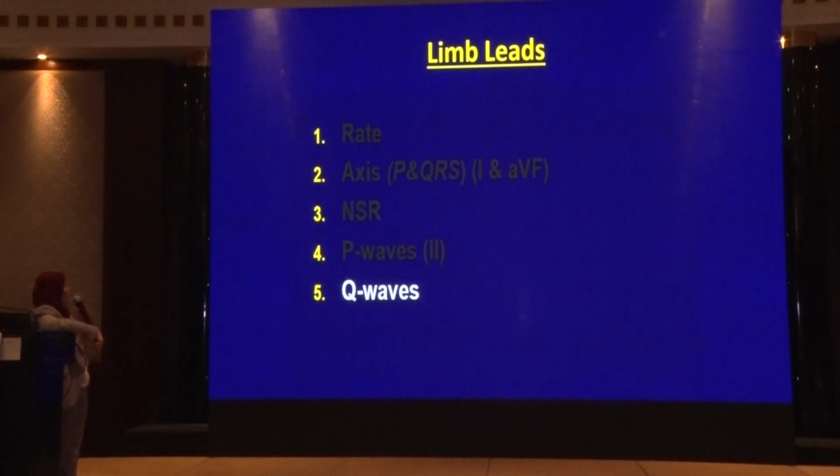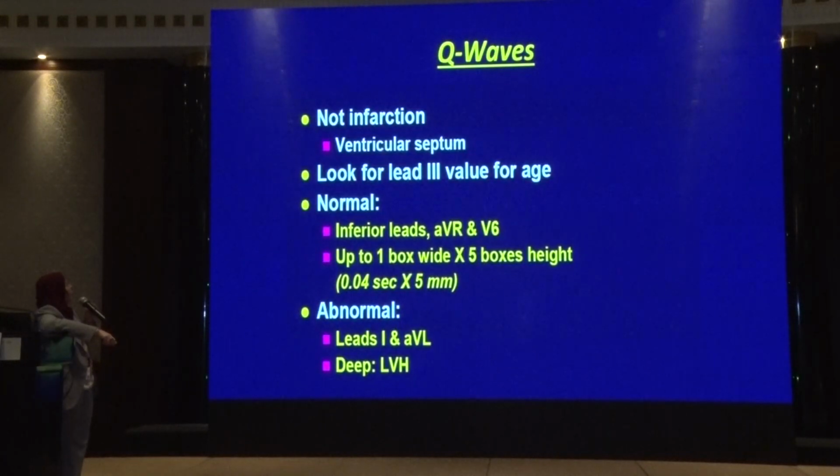Now we will look at the Q waves. Q waves are one of the main differences between the pediatric and the adult ECGs, because in pediatrics we can have normal Q waves, especially in the V leads like V3, V4, V5, because they represent the septum. In adults, they are very afraid because it represents mostly ischemia. Okay, so Q waves are not infarction. They represent the activity of the ventricular septum.